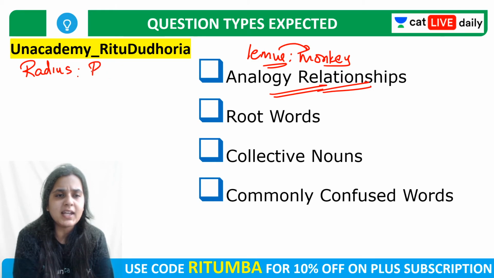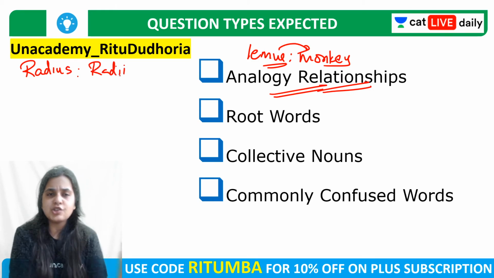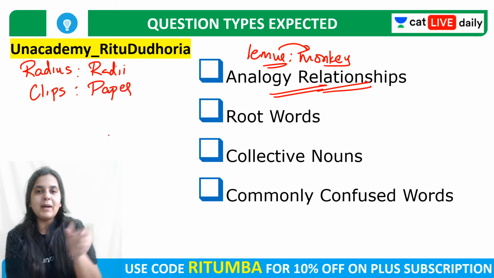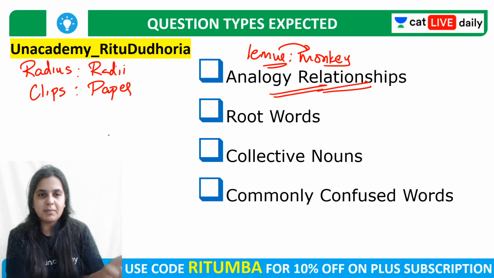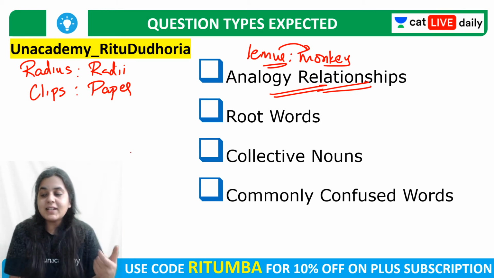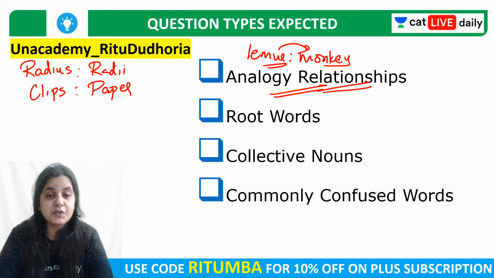Let's say radius and radii, correct? Singular plural relationship ho sakta hai. It can be as simple as something like clips and paper. What is the relationship? A clip binds a paper, correct? So clips and paper. So thread and beads aa sakta hai, cement and brick aa sakta hai, like a cement binds a brick, a clip binds a paper. Okay, so you basically have to understand the different types of relationships which are out there.